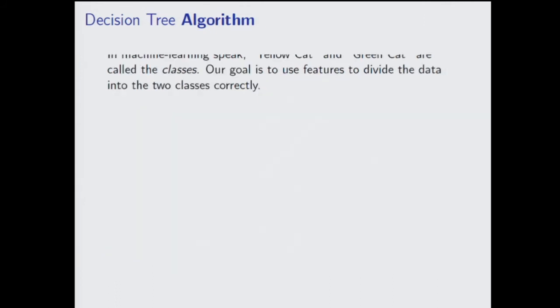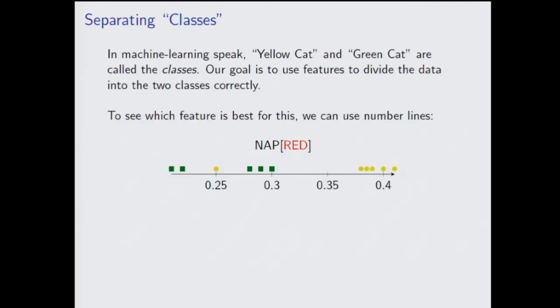So for deciding whether or not a feature will divide the things up the way we want, one thing we can do is to put the cats on a number line according to their feature values. So here are all of the cats. See, that's clearly a cat. That's what that is. This is another cat. And I put them on a number line according to their value of nap red. So these are the green cats over here, and these are the yellow cats, plus this stray cat down there.